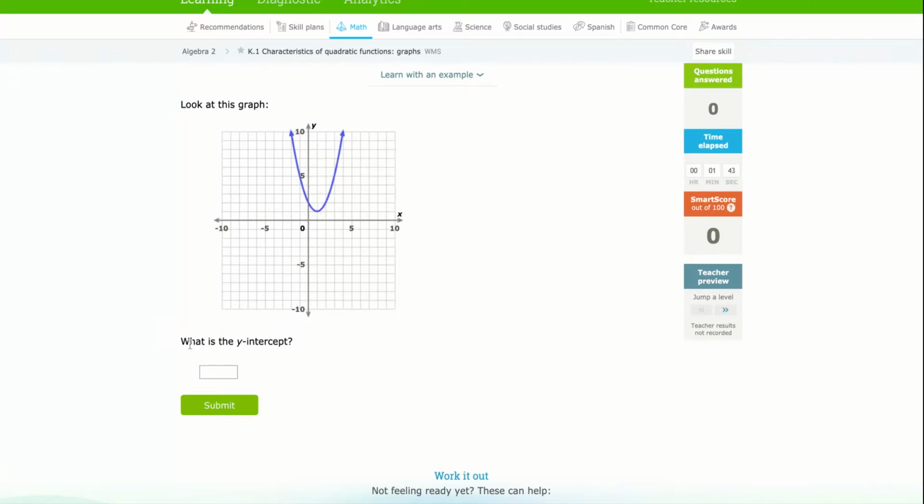And it's going to ask, hey, what is the y-intercept? Well, remember, y-intercept just means where does the graph cross the y-axis? So we look at this vertical y-axis, we follow the curve around until we find where it crosses the y-axis, which is at a y value of 2. So it crosses the y-axis at 2.